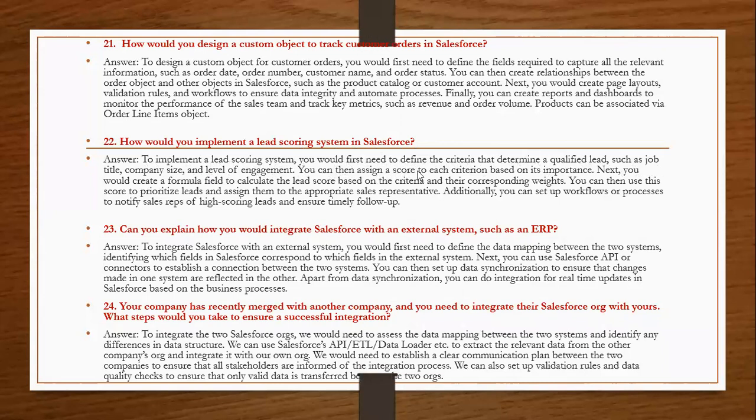You can then assign a score to each of the criteria based on importance. Next, you would create the formula fields and calculate the lead score based on all the criteria and their corresponding weight. You can then use this score to prioritize leads and assign them to the appropriate sales representative. Additionally, you can set up a workflow process to notify sales reps of high scoring leads and ensure timely follow up.